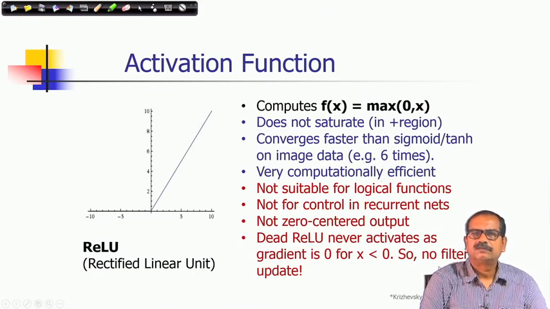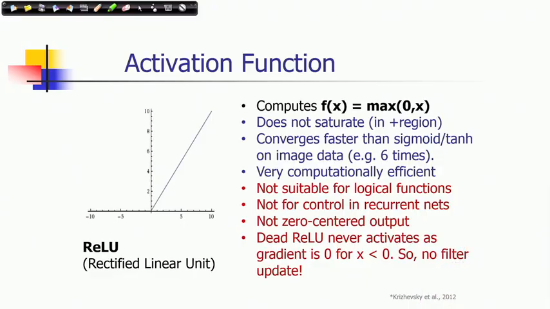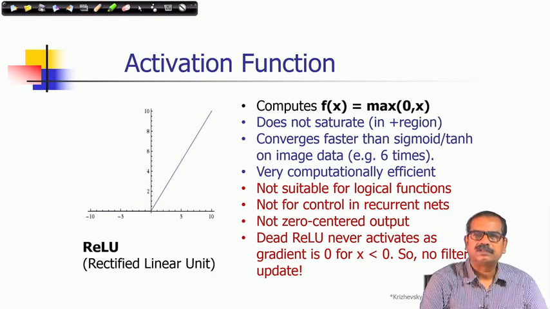But it is not suitable for modeling logical functions, not good for control in recurrent nets, and its output is not zero centered. And if it goes into the dead region, which is the negative part, then it is not going to activate the filters or the gradient. So it stops there. There is a dead zone in this case.